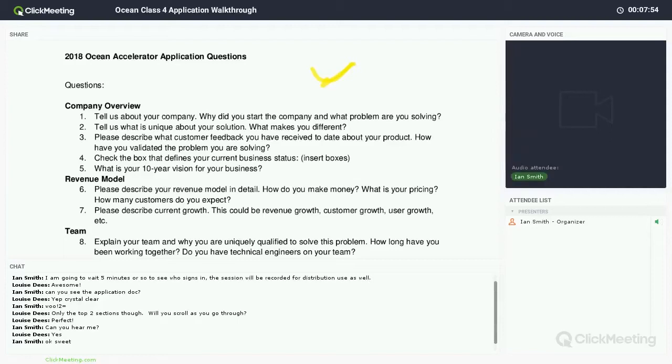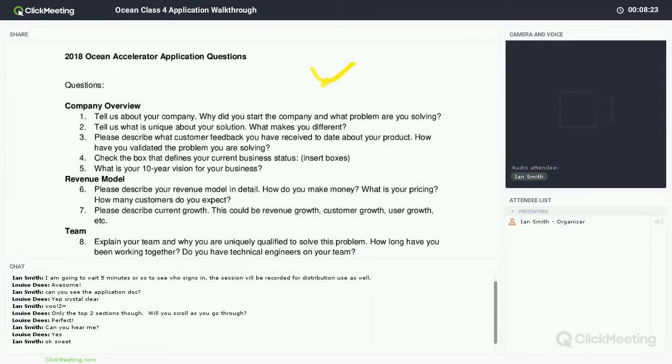We're not looking for an essay in this question per se. What we're really looking for is your mission statement and maybe your one or two liner on what your company is and what the technology is and what problem you're solving. You don't have to go into deep detail into what problem you're solving. You'll be able to do that in other questions on the application. But really what we're looking for here is a 30,000 foot view.